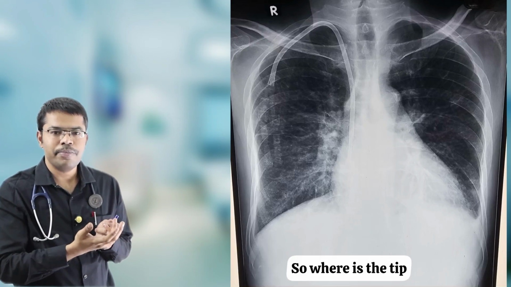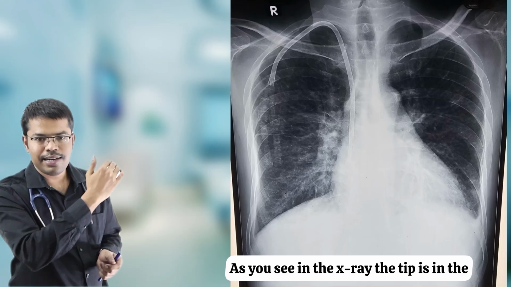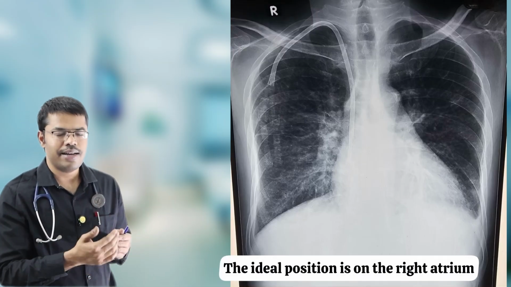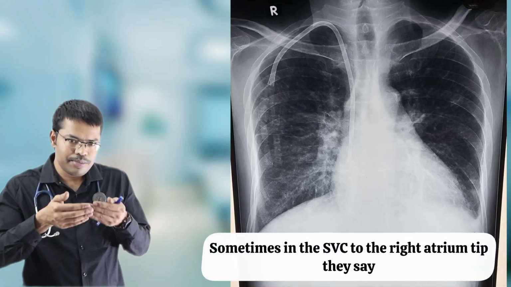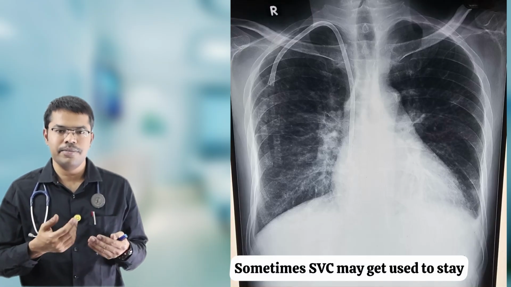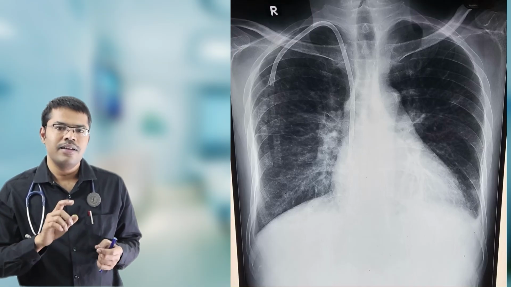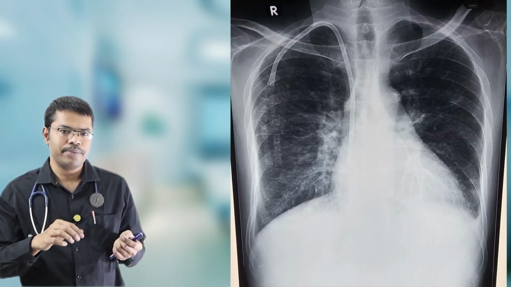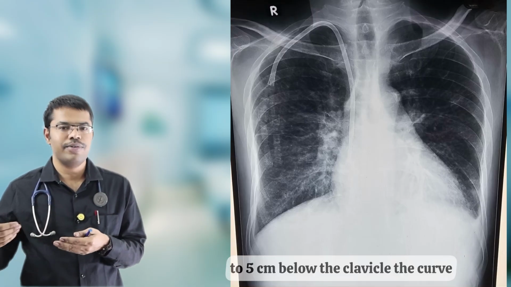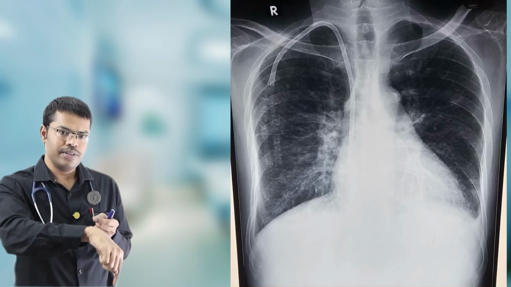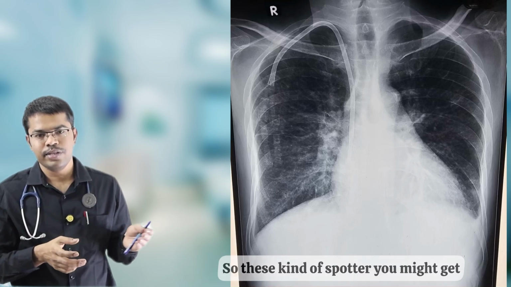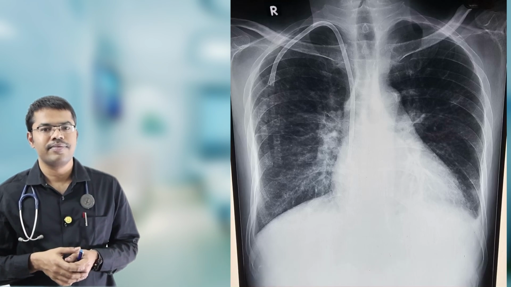So where is the tip? As you see in the X-ray, the tip is in the right side of the heart. The ideal position is the right atrium. Sometimes they say SVC to right atrium tip. Sometimes SVC may get used to stay. Ideally it should be at the right atrium tip. And the exit site is 4 to 5 centimeter below the clavicle, the curve. That is why you are seeing the curve in the X-ray. So this kind of spotter you might get.